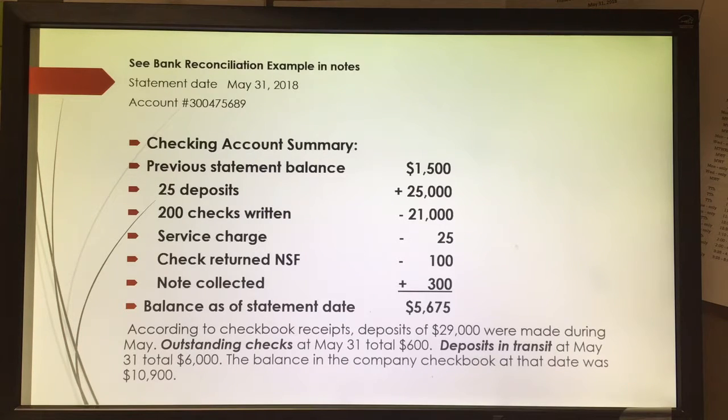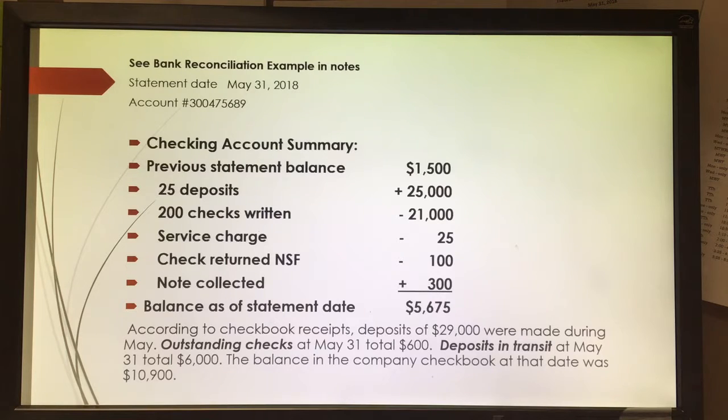Now you've got some information at the bottom of this page. According to checkbook receipts, deposits of $29,000 were made during May. Okay, that's what our records show. Outstanding checks at May 31st total $600. That's important to us. Deposits in transit at May 31st total $6,000.